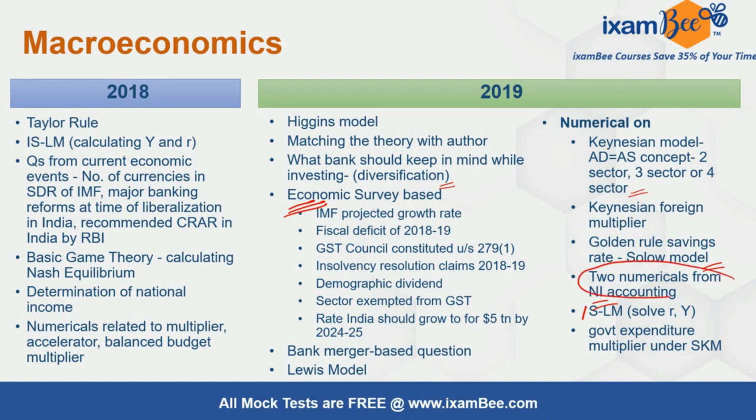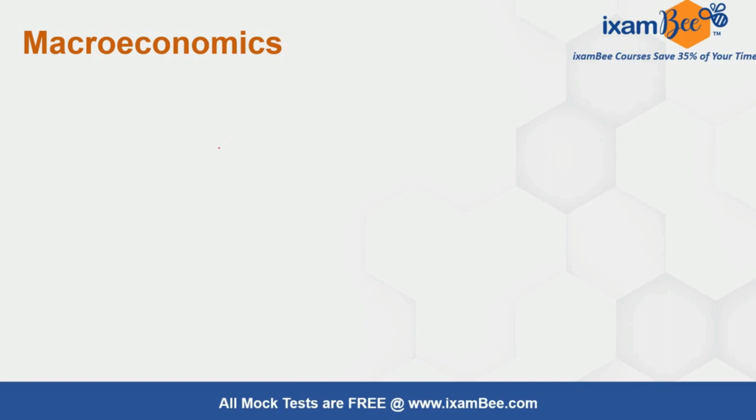As you can see, national income accounting is a common topic. The ISLM curve numerical is also a common topic that had come. Moving to 2021, there were actually no questions directly asked from the economic survey in phase 1. In phase 2, there were questions. However, in phase 1, in the objective part, there weren't many questions from the economic survey.